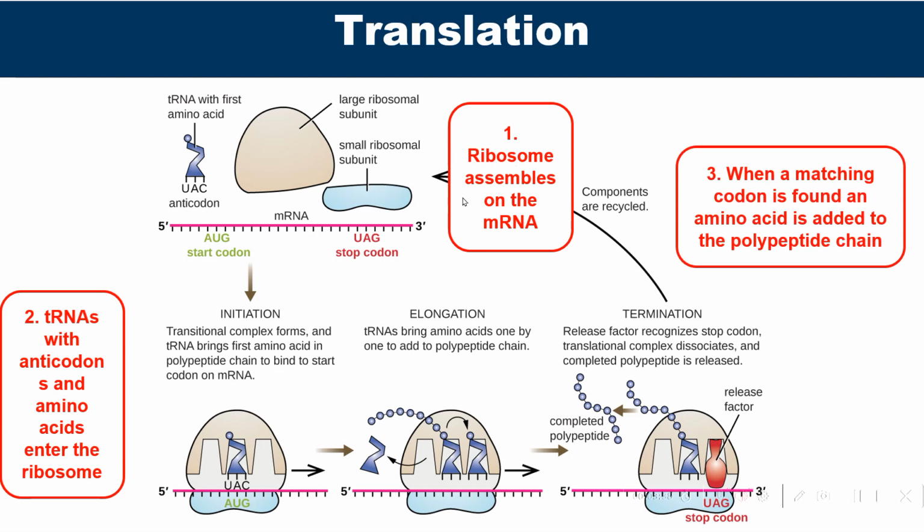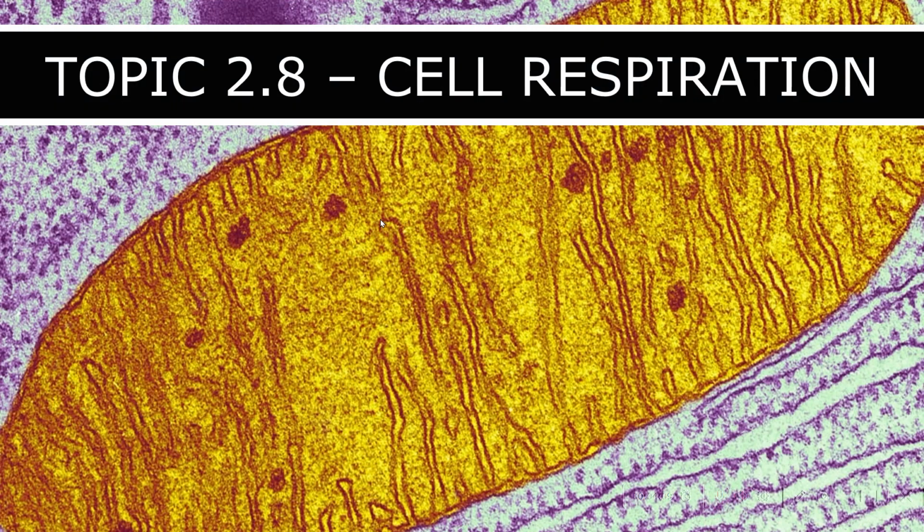So step number one, ribosome assembles on the mRNA. They are initiated with the special AUG methionine tRNA. That's the initiation. And then once it's going, more tRNAs are going to come in. When it finds a matching codon, that polypeptide is going to elongate. And then once it comes to a stop codon, the whole thing will let go, and so you've now completed your polypeptide. So that was all of 2.7.